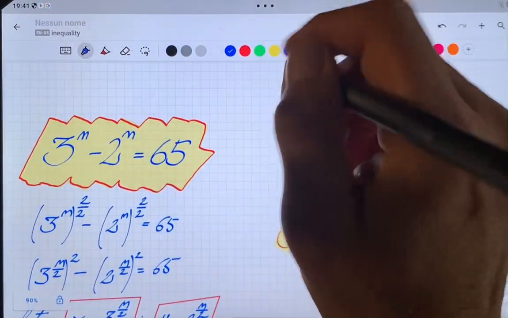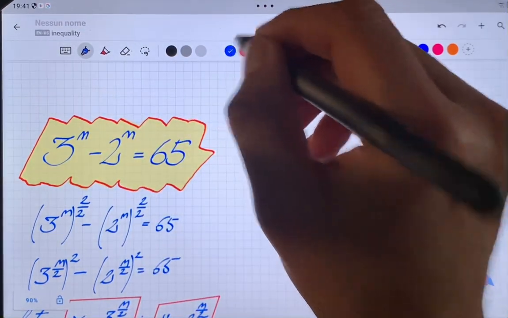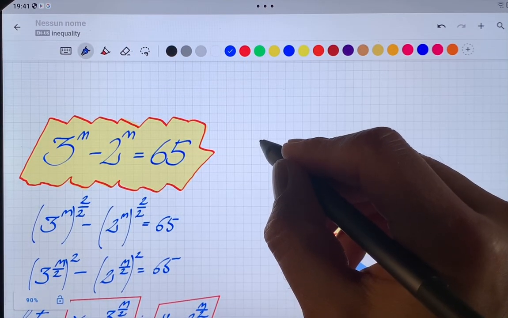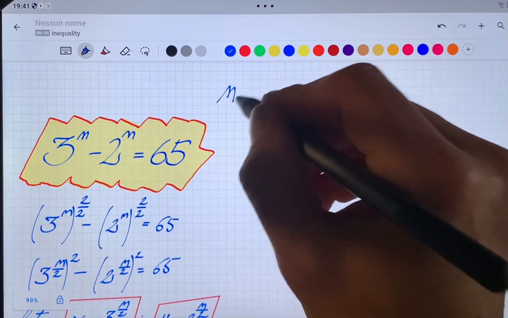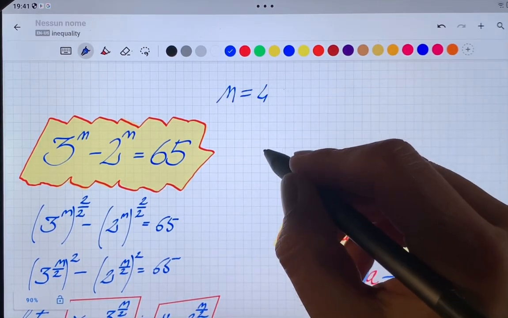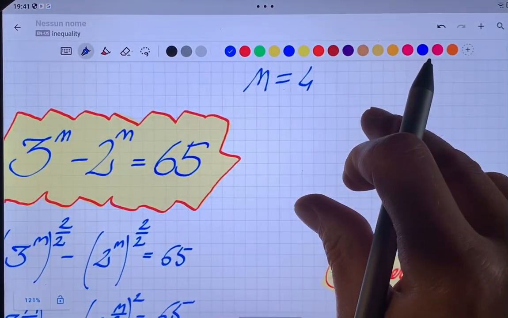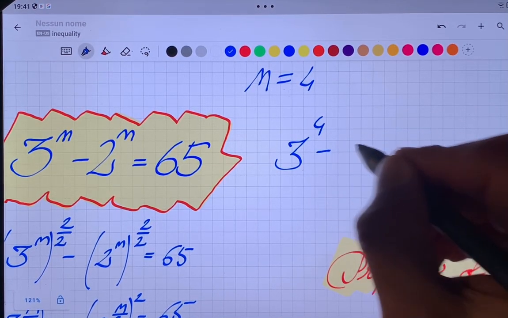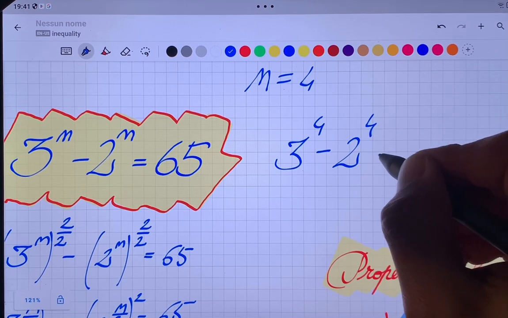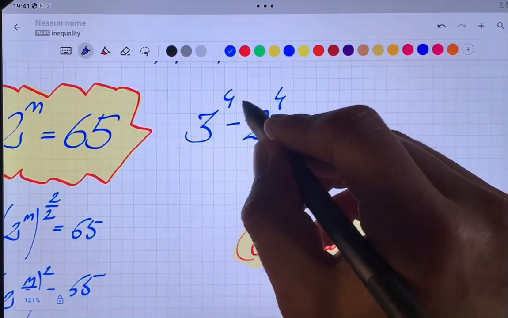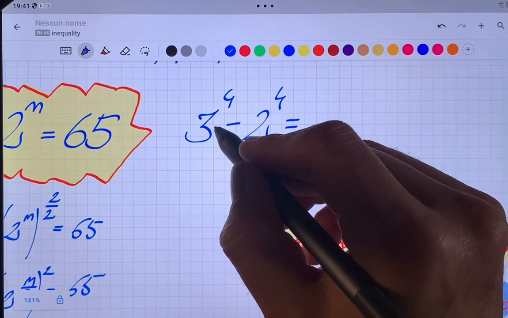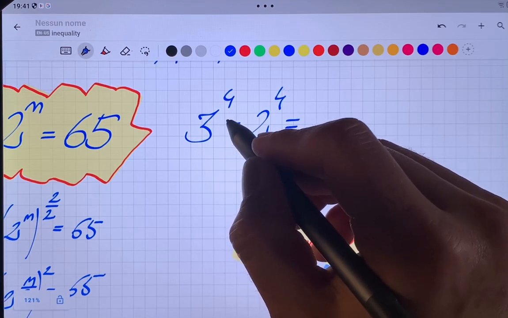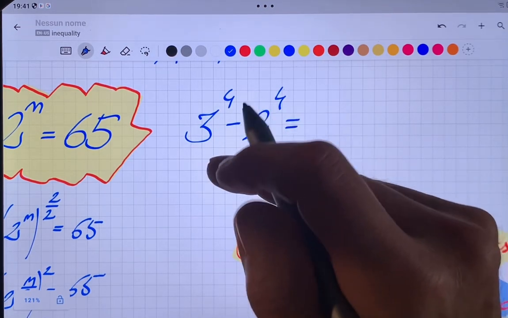Let's check if this is true, if it works. So we found n equal to 4. So let's see if it works. 3 to the power 4 minus 2 to the power 4 is equal to 3 to the power 4 is 3 to the power 2 is 9, 81.